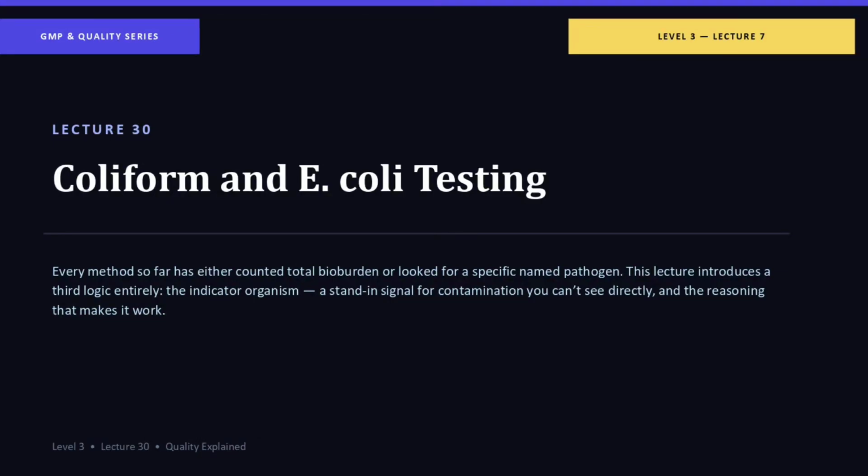Welcome back. This is Lecture 30, Coliform and E. coli testing. Think about the logic we've used so far. Lecture 28 asked how many organisms are present, total. Lecture 27 asked whether one specific named pathogen is present. Today introduces a third logic entirely, one we haven't used yet in this level, the indicator organism. It's a stand-in signal for contamination you can't see directly, and by the end of this lecture, you'll understand exactly why that reasoning works, and just as importantly, exactly where it doesn't.